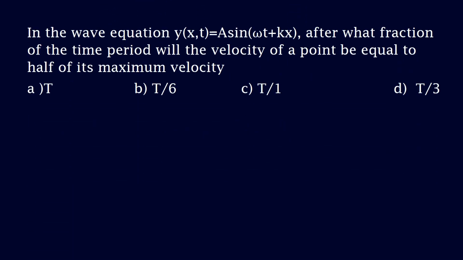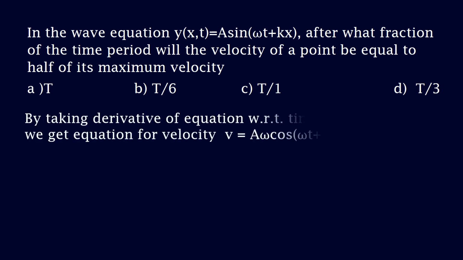In this question, the wave equation is y equals a sin(omega t plus kx), and we are asked to find after what fraction of the time period the velocity of a point will be equal to half of its maximum velocity. By taking the derivative of the wave equation with respect to time, we get the equation for the velocity as v equals a omega cos(omega t plus kx).